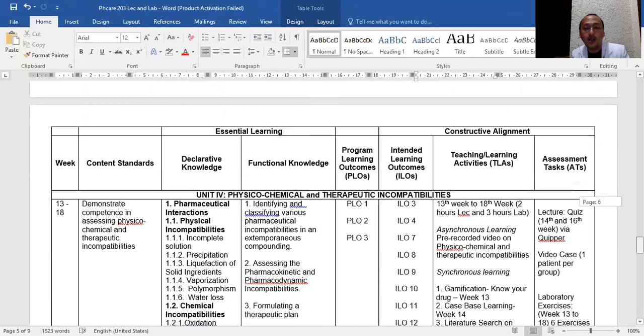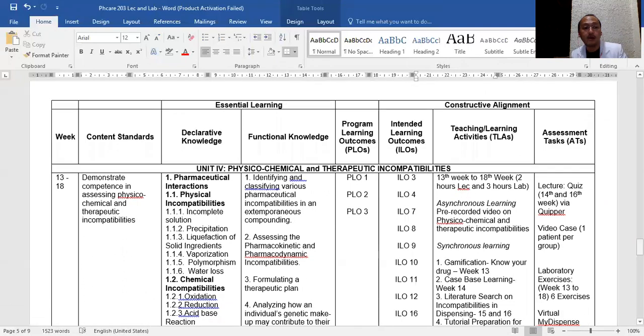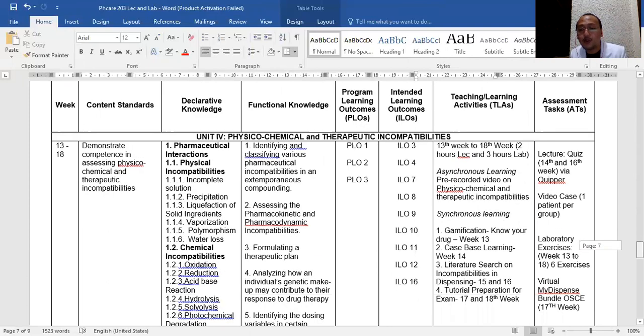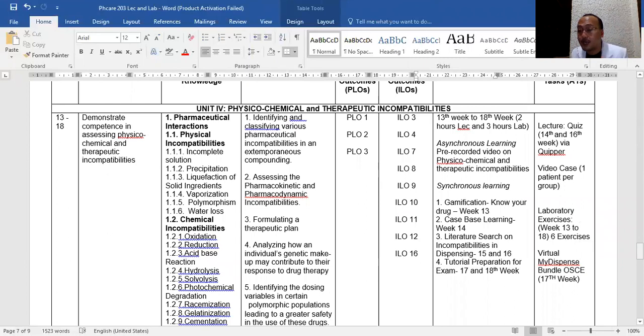Now, on the following weeks, we have week number 13 to week number 18. So take note, you still have your midterm examination. You will still have your final examination also. But in week number 13 to week number 17, you'll be able to demonstrate competence in assessing physicochemical and therapeutic incompatibilities. Same as what we are doing, we are going to have asynchronous learning, a pre-recorded video on physicochemical therapeutic incompatibilities. We're going to have also synchronous learning.